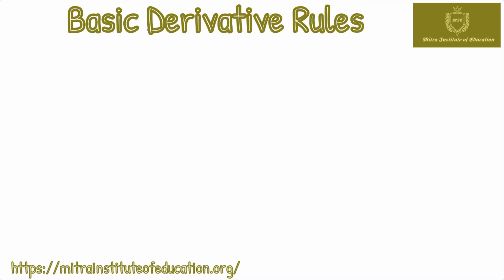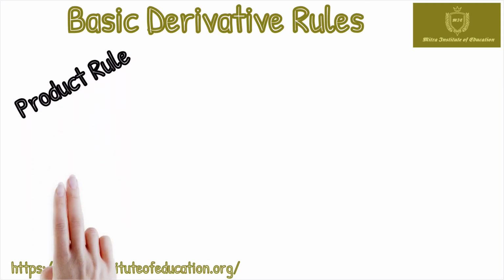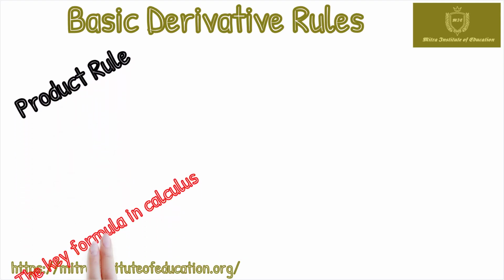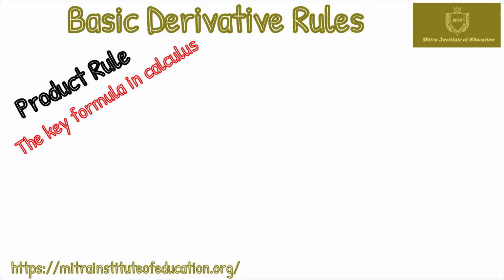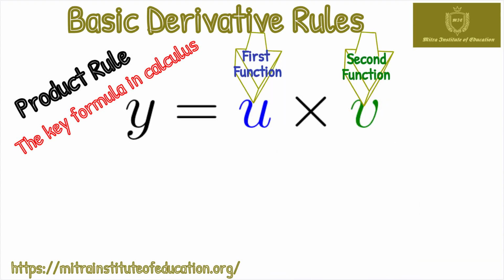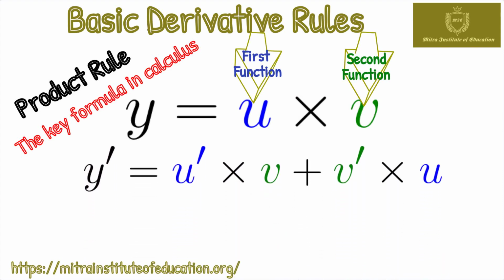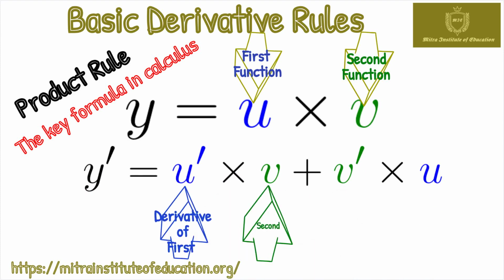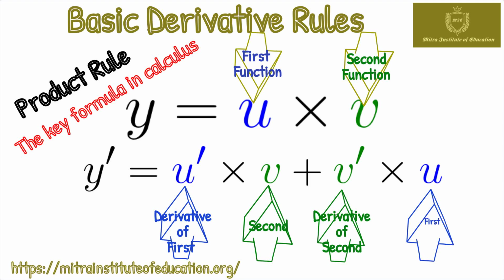The product rule is a key formula in calculus used to find the derivative of the product of two functions. If y equals u times v, then the derivative of y, denoted as y prime, is given by y prime equals u prime times v plus v prime times u. This means we first take the derivative of the first function, multiply it by the second function, and then add the derivative of the second function multiplied by the first function.